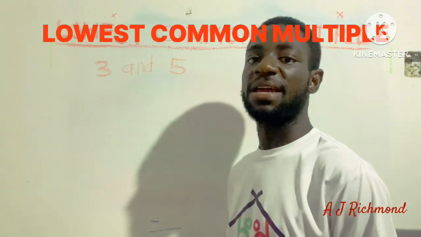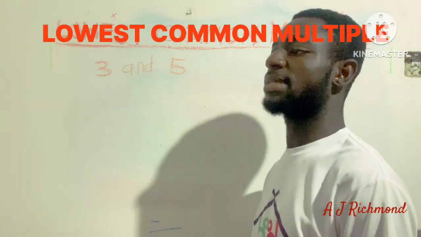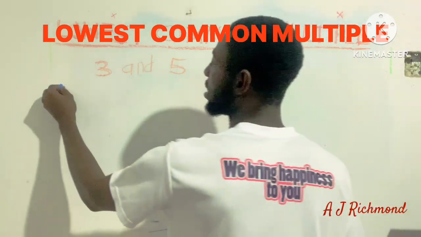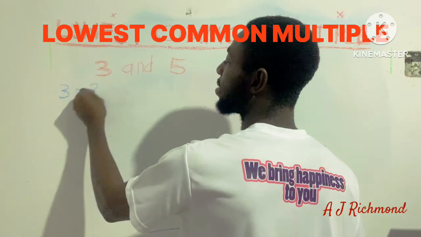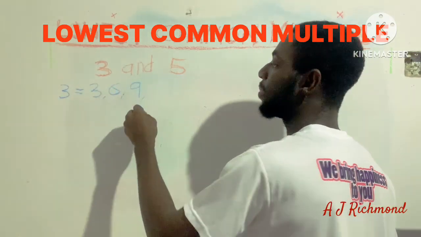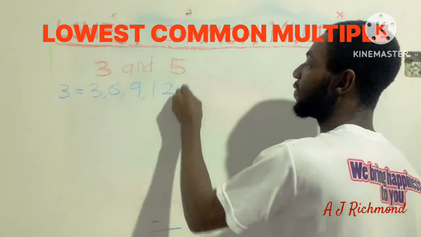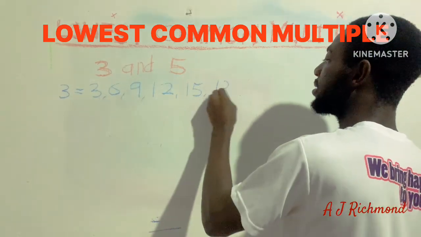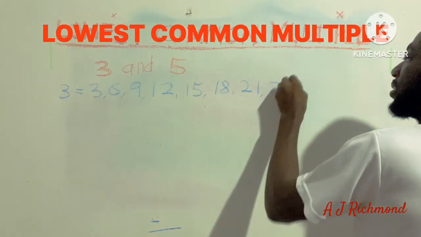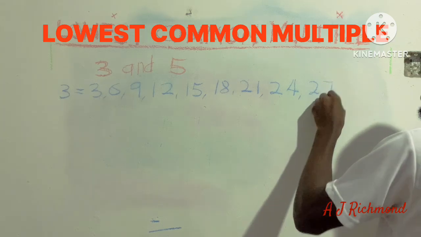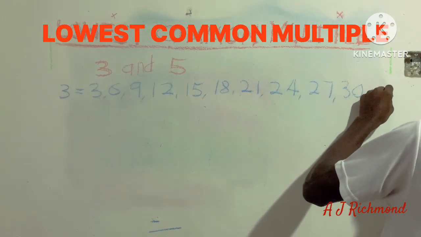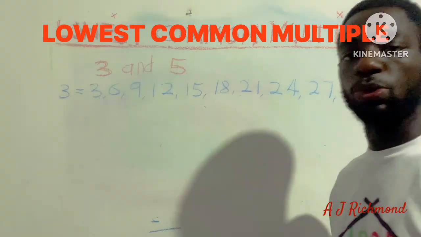Now, since multiples are infinite, we are going to list some of the multiples, at least the first 10 multiples of 3. So the first 10 multiples of 3 are 3, plus 3 gives us 6, plus 3 gives us 9, plus 3 gives us 12, 15, 18, 21, 24, 27, and 30. Now we put 3 dots here to show that the list goes on and on.